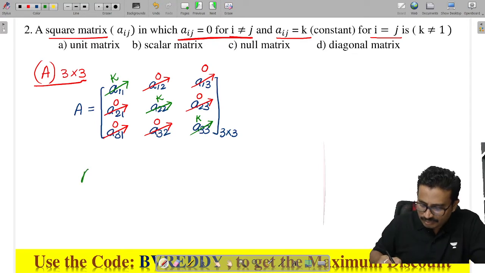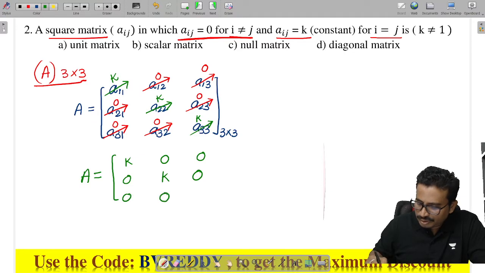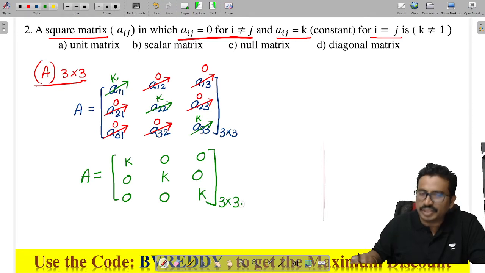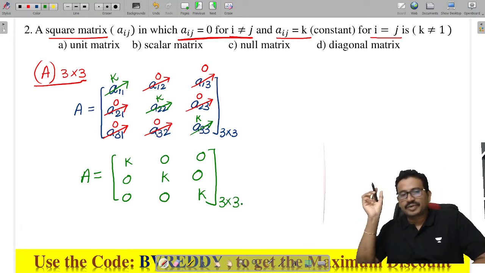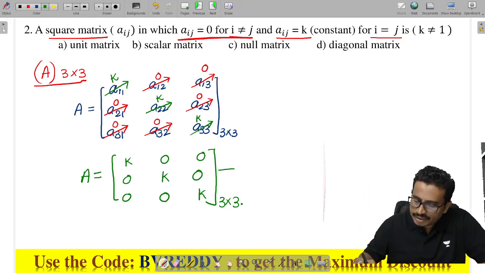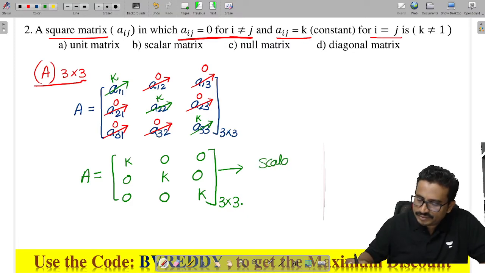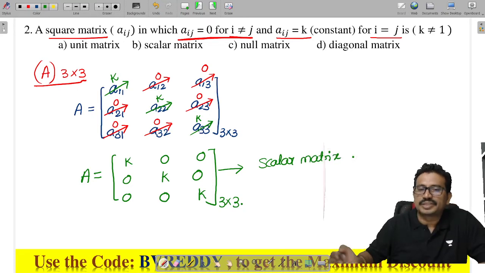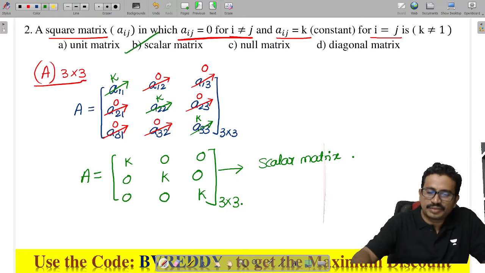So this matrix we can write as k 0 0, 0 k 0, 0 0 k. Look at this carefully. We have taken a 3 cross 3 matrix in which only the diagonal elements are k, some constant. What should we call this type of matrix? This type of matrix is called a scalar matrix. So option B.